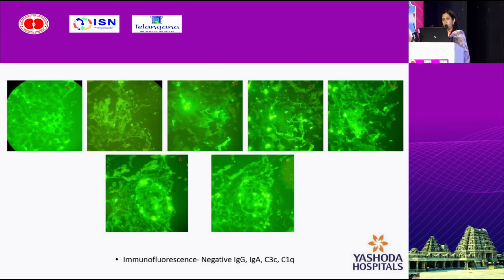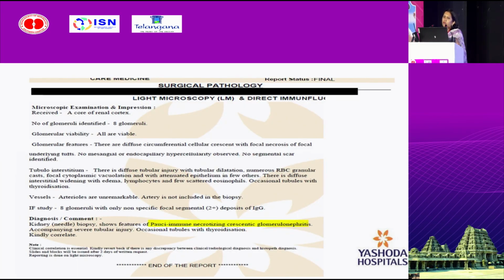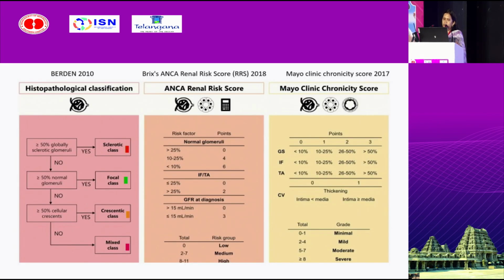And now this is the immunofluorescence. If you closely look at the tufts, they are actually negative. Whatever you're seeing as blobs of material are just non-specific immunofluorescent spots. But actually the tuft is negative for IgG, A, M, C3c, C1q, kappa, lambda. So it is pauci-immune. So the histopathological finding is pauci-immune, necrotizing, crescentic glomerulonephritis, as was expected clinically.